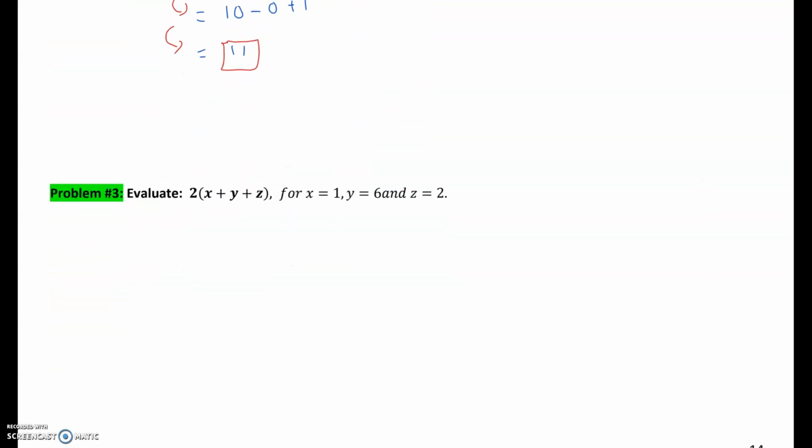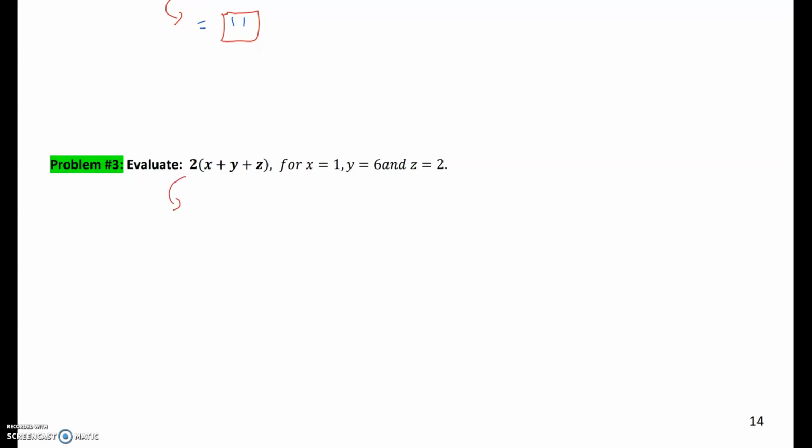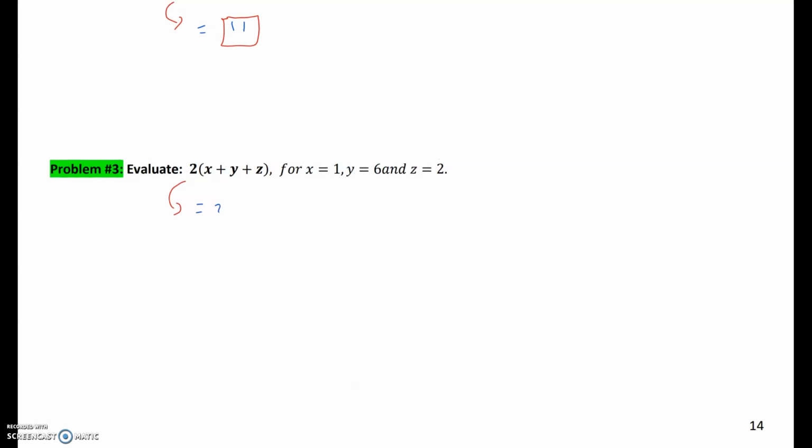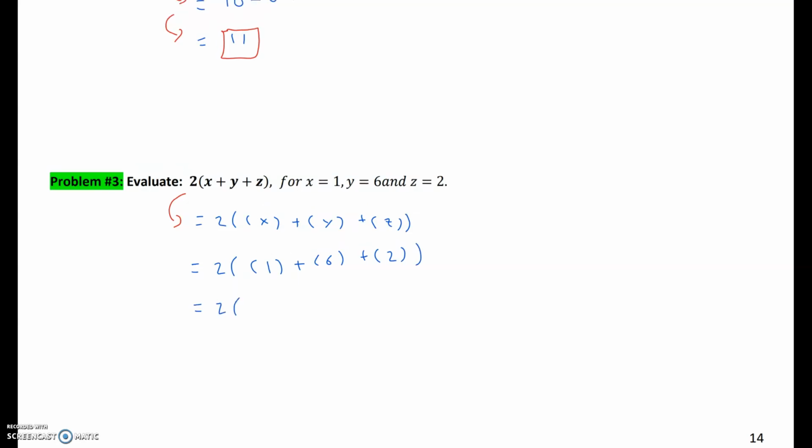Let's take a look at the last problem. In this one, you can actually take several steps, but I'm just going to write it exactly as it stands. This is equal to 2 times, and this is the x plus the values of y plus the values of z. So this is equivalent to 2 times, your x value is 1 plus your y value is 6 plus the z is 2. So this is equal to 2 times, let me fix the 2, 1 plus 6 plus 2.